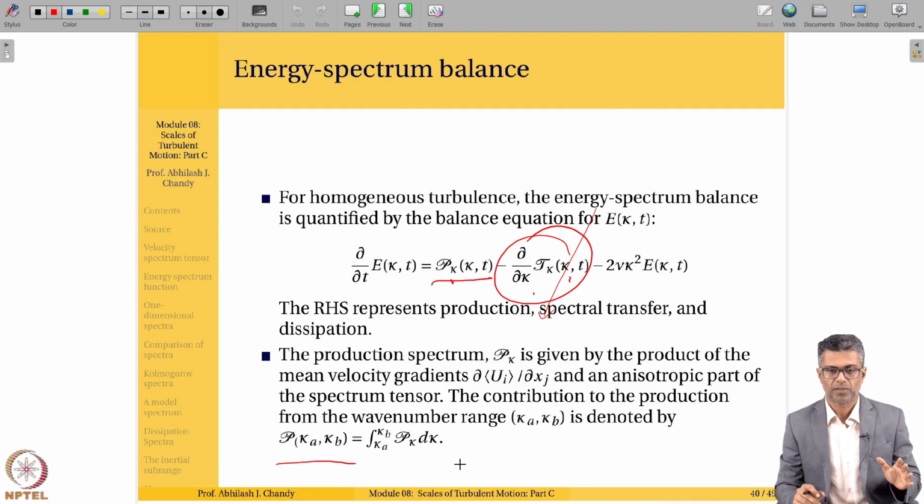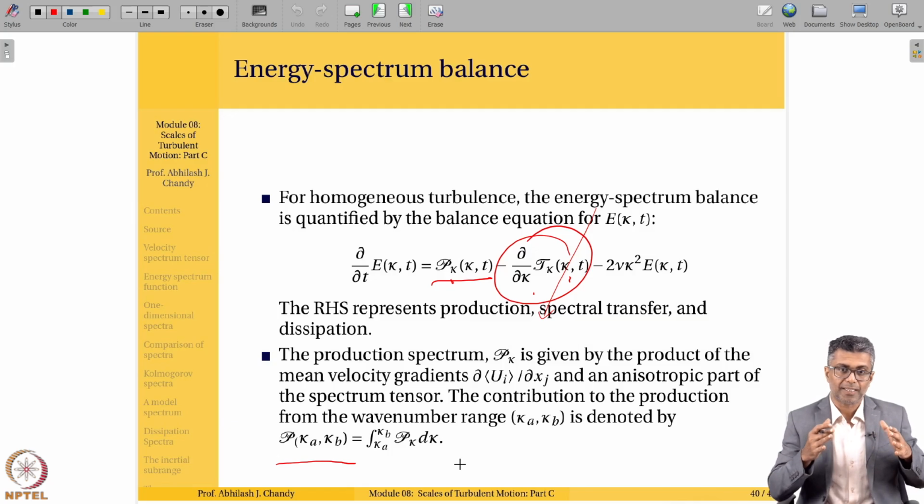energy spectrum balance. It's a balance equation for the energy spectrum, as in the 3D energy spectrum, which is E of kappa, t, and kappa is the wave number magnitude. So the time derivative of the energy spectrum function, as in the rate of change of the energy spectrum with respect to time, is what forms the balance equation for E of kappa, t.